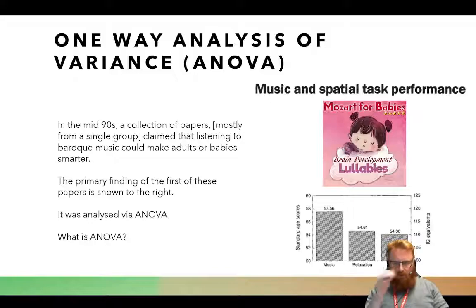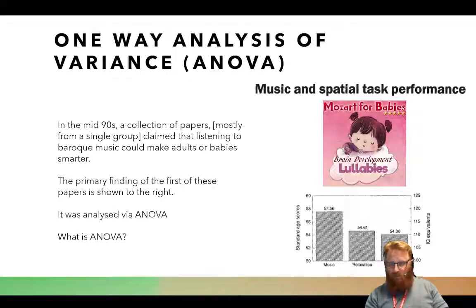And to give us a motivating example, we have another questionable scientific result. In the mid-90s, there was this collection of papers, mostly from one lab, that claimed that listening to classical music, most notably Baroque music, could make adults or babies smarter. Here is the figure from their Nature paper. It was analyzed by Anova, and it claimed to say, yes, if you play adults Mozart, they get smarter.